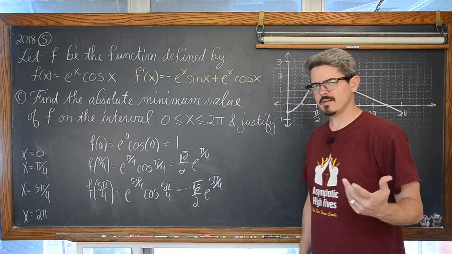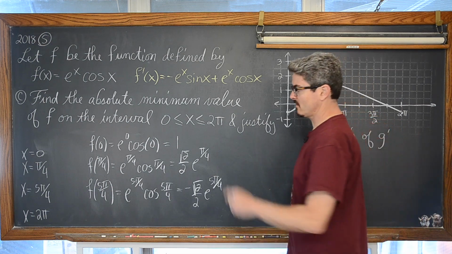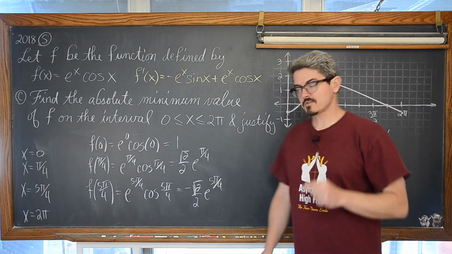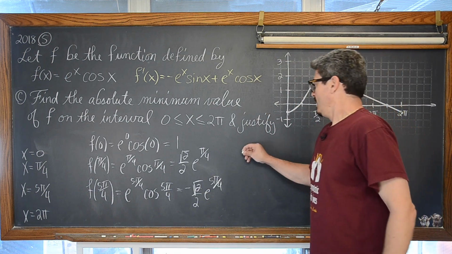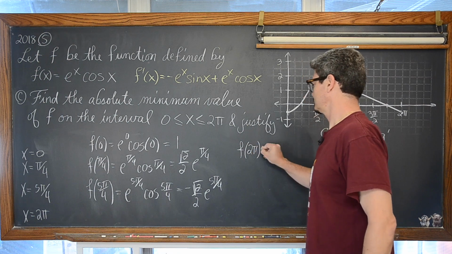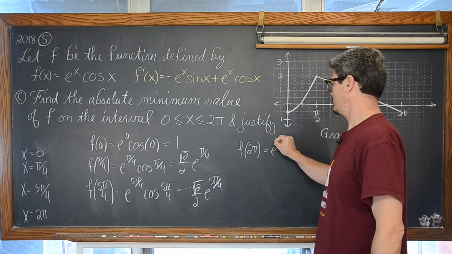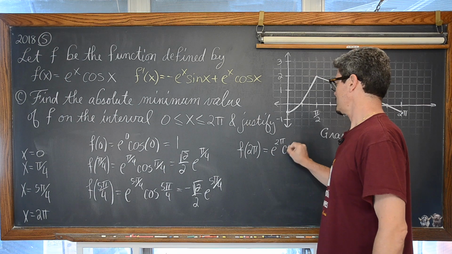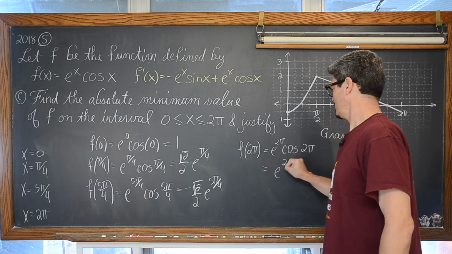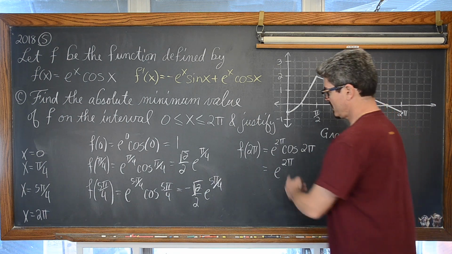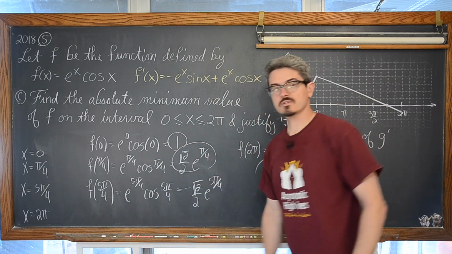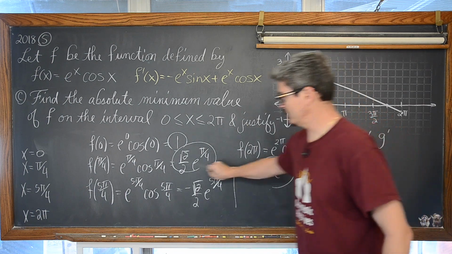how am I going to find an absolute extrema without using a calculator? Well, we are looking for just a minimum: positive, positive, and right now, this is our only negative value. Now at f of 2 pi, we have e to the 2 pi times the cosine of 2 pi, which is e to the 2 pi. We have 1, 2, 3 positive answers and only 1 negative.